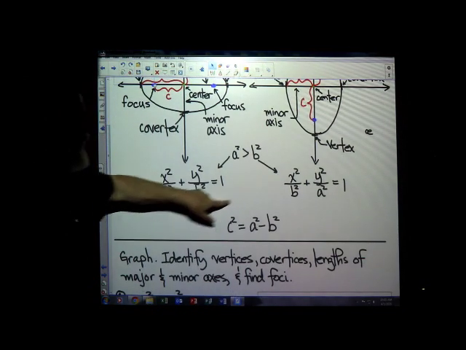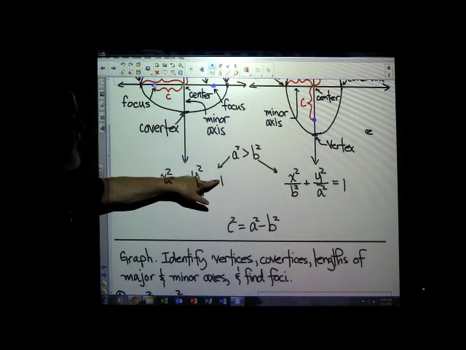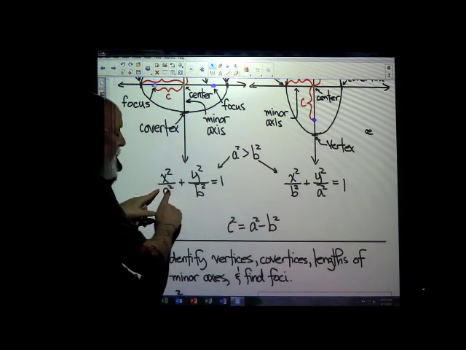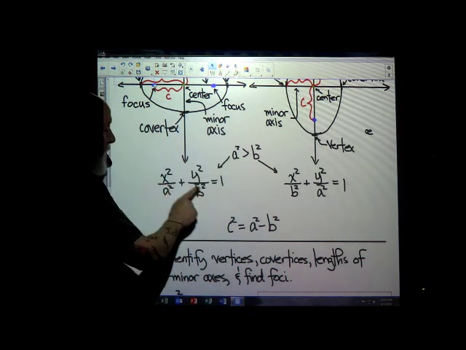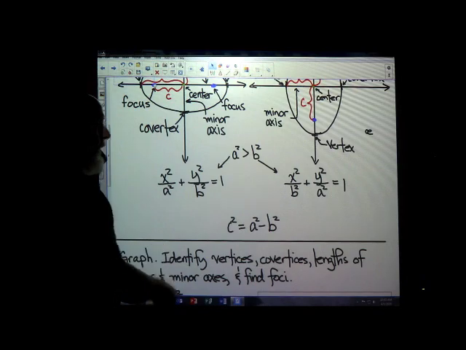The basic formula for an ellipse is x squared over a squared plus y squared over b squared is equal to 1. a squared will always be the bigger of the two numbers. For instance, if this is 25 and this is 149, the a squared would be the bigger of the two.